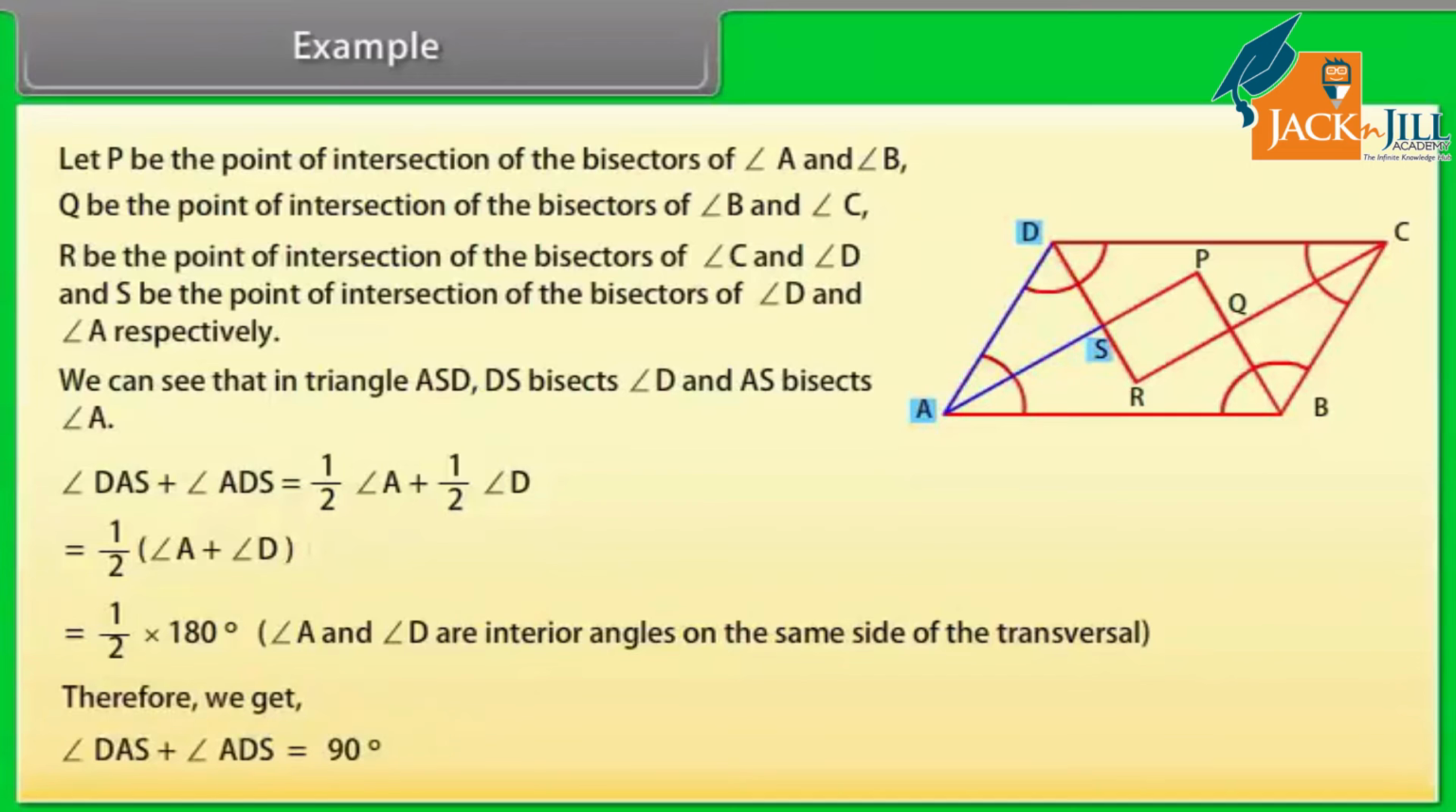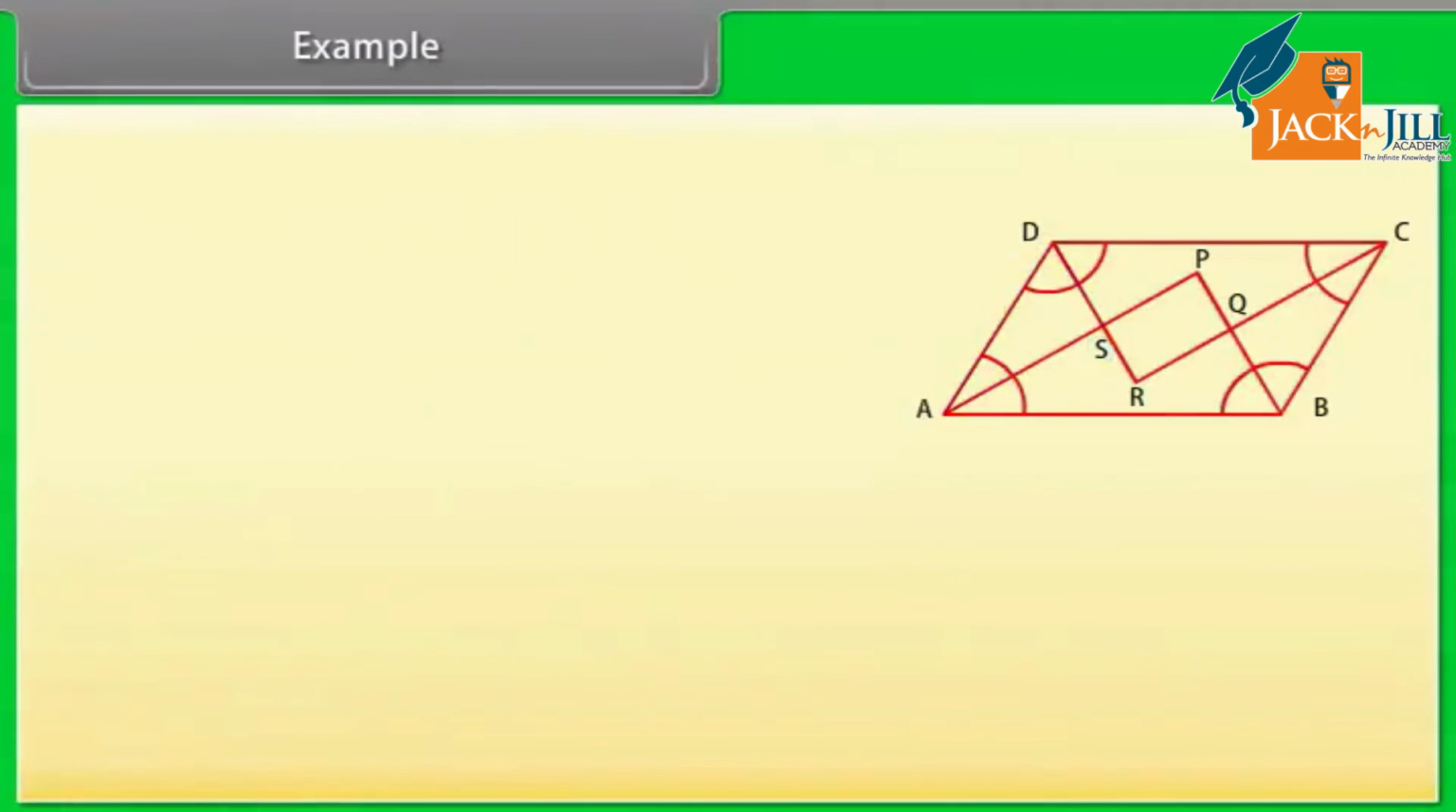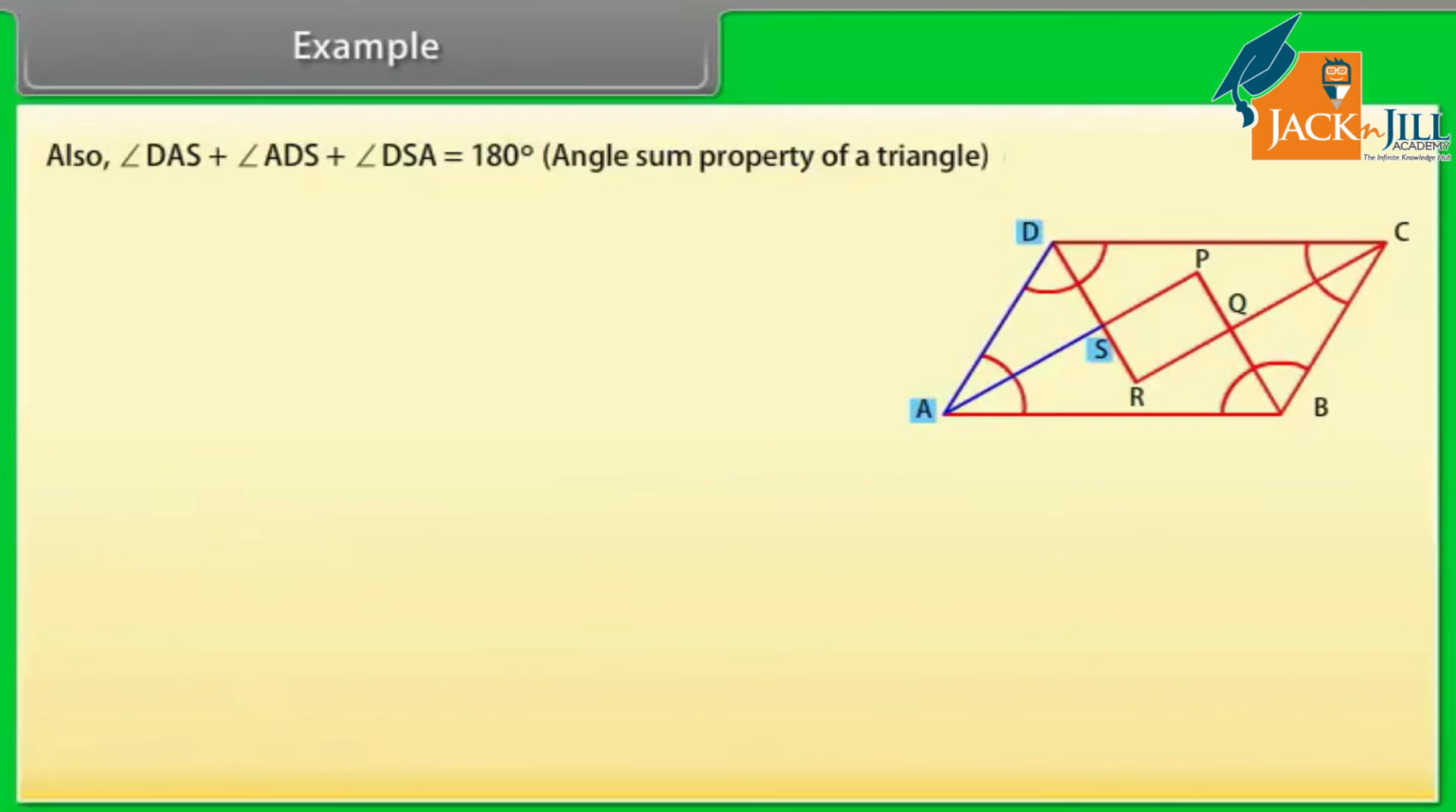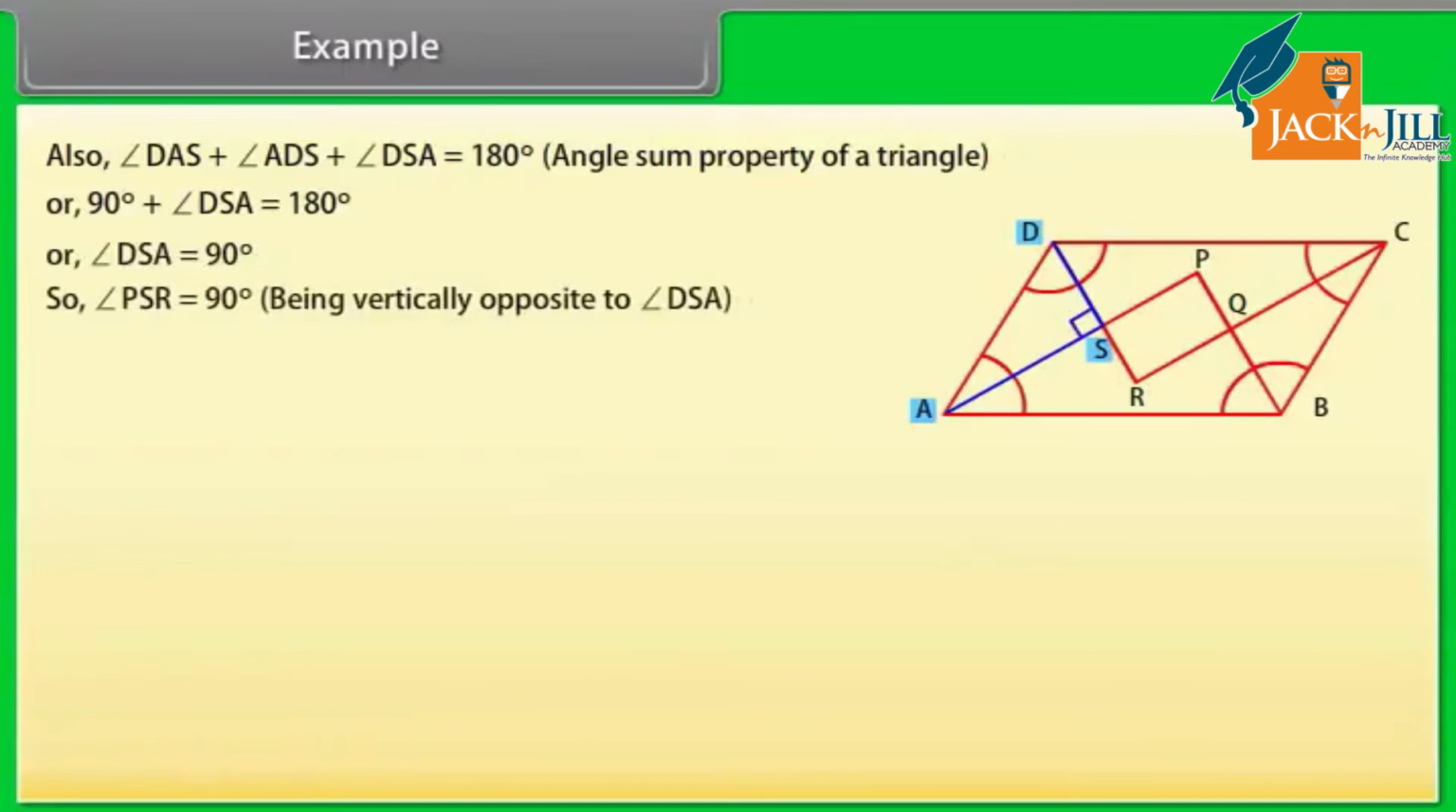Therefore, we get angle DAS plus angle ADS is equal to 90 degrees. Also, angle DAS plus angle ADS plus angle DSA is equal to 180 degrees, by the angle sum property of a triangle, or 90 degrees plus angle DSA is equal to 180 degrees, or angle DSA is equal to 90 degrees. So, angle PSR is equal to 90 degrees, being vertically opposite to angle DSA.